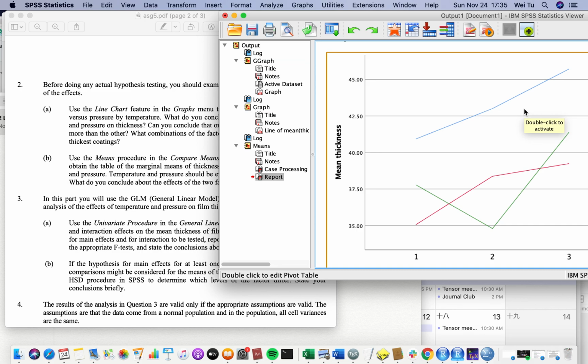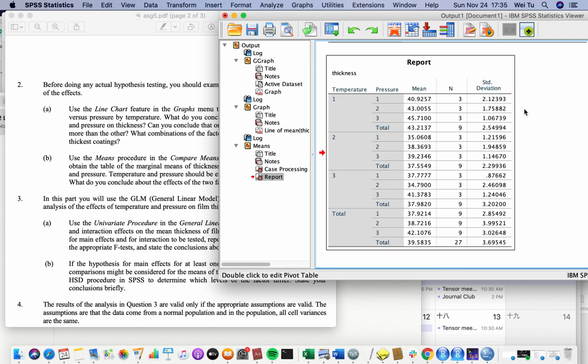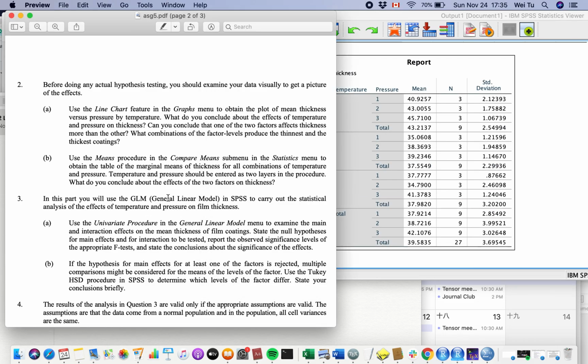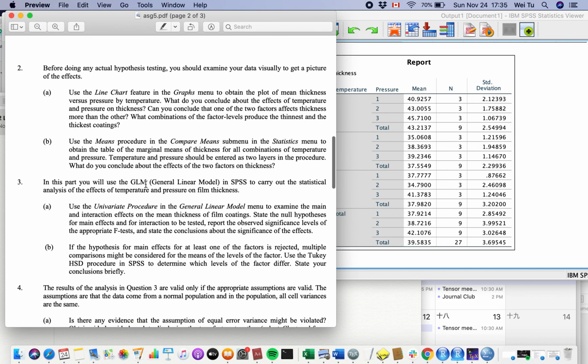So from this, what we have learned, we definitely see that these 2 factors have some impact on the outcome. So we should be seeing some significance from two-way ANOVA, okay? So we're going to do a two-way ANOVA. Two-way ANOVA in SPSS is underlying this feature called general linear model, okay? So we're going to use the univariate procedure. It's univariate here because the response is univariate.